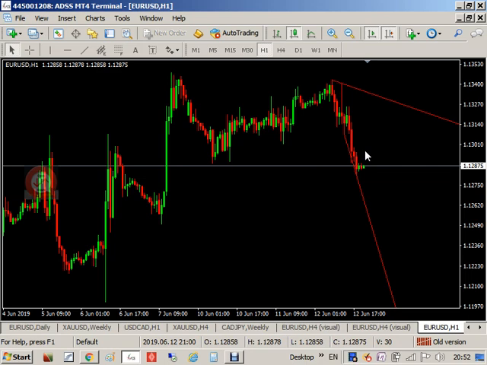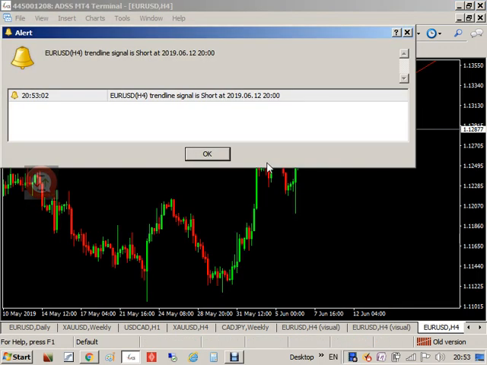Only if they are breaking: if one of the candles breaks up the resistance, then it will be buying; if it breaks down the support, then it will be selling. So we go here to 4 hours.